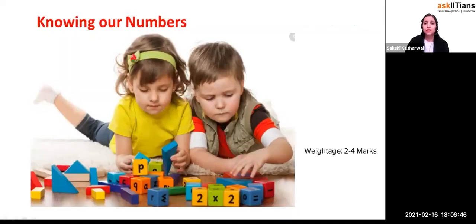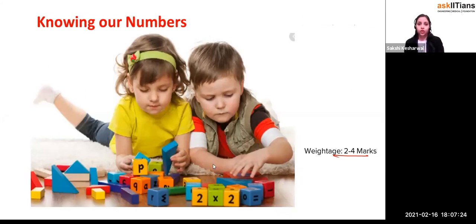So this is knowing our numbers, right? Knowing our numbers has a weightage of generally 2 to 4 marks in your school examination, and it is also the approximate marking for your Olympiads. In the Olympiads for junior grades, the gradings are not very specific, so they give questions accordingly. Playing with numbers is a difficult chapter. Its weightage in school varies, but in the Olympiad it has good weightage, right?